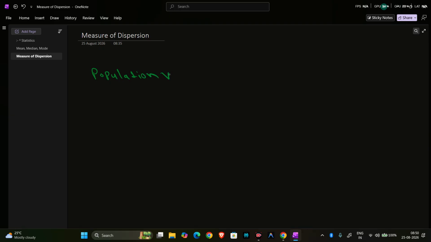So we have population variance and sample variance. What is the formula for population variance? We have sigma squared equals summation, i equals 1 to N, of (xi minus mu) squared, divided by N.